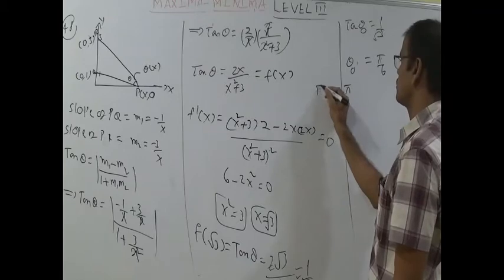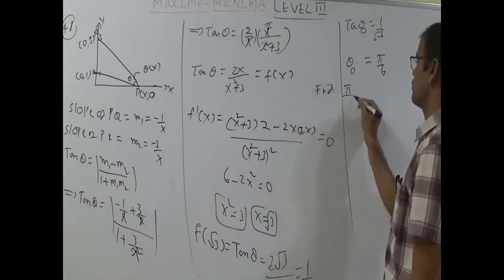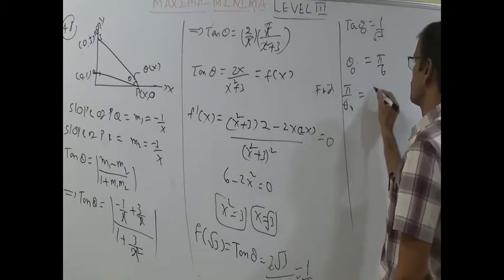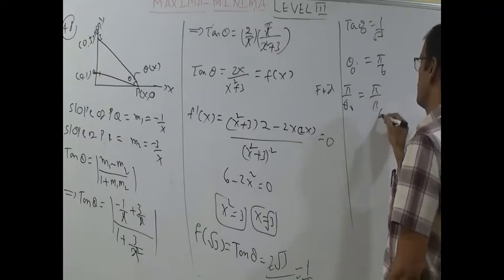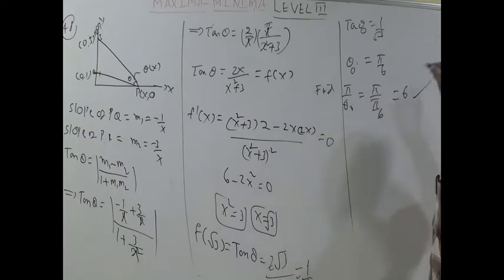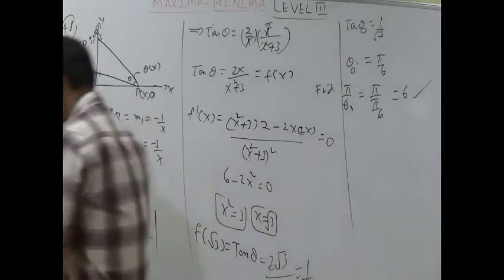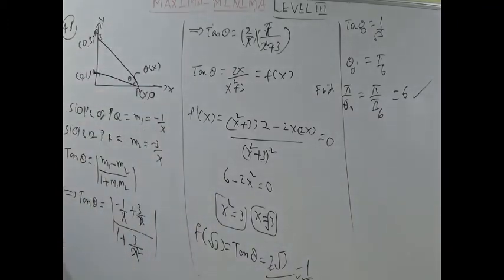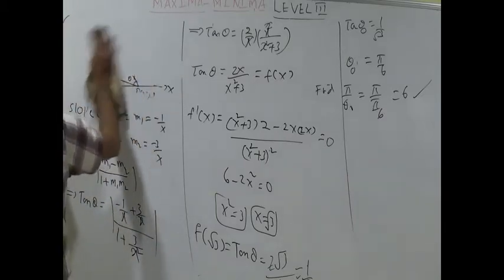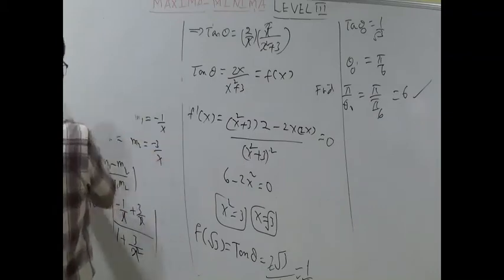Theta naught, the value we are getting here. To find out, you should calculate the value pi by theta naught. So pi by theta naught is equal to pi by 6. The value is 6 here. So it is here, first option. Okay, now let us discuss about 50th question.